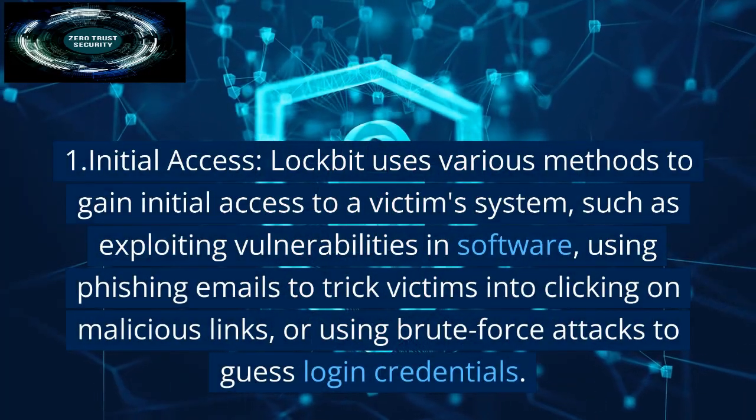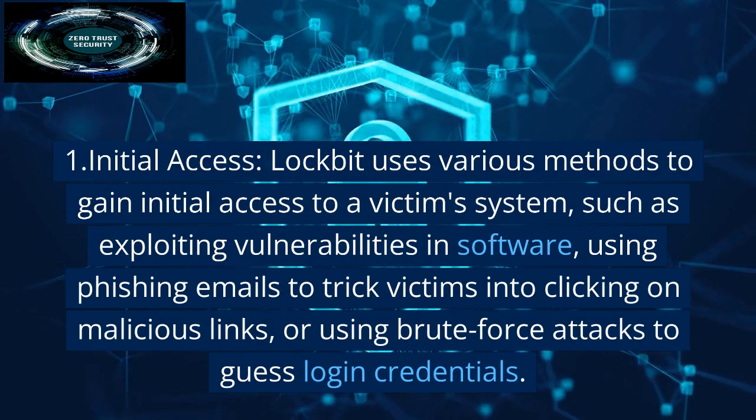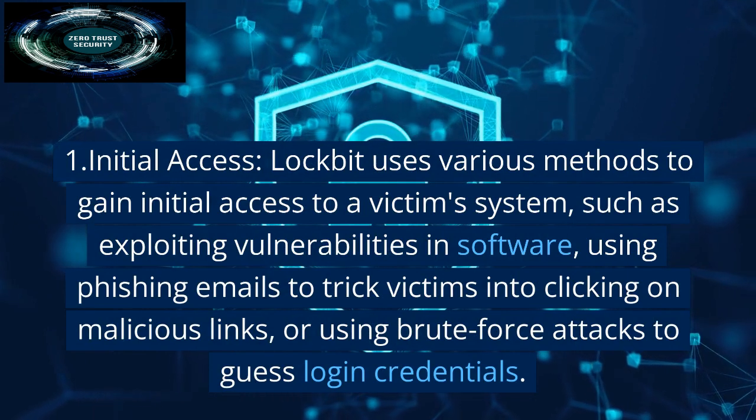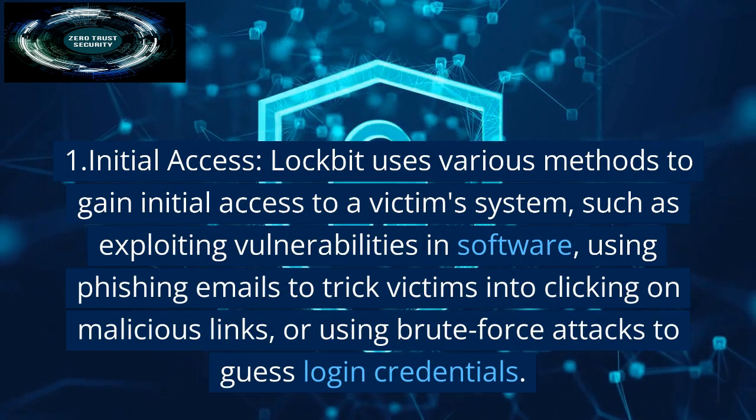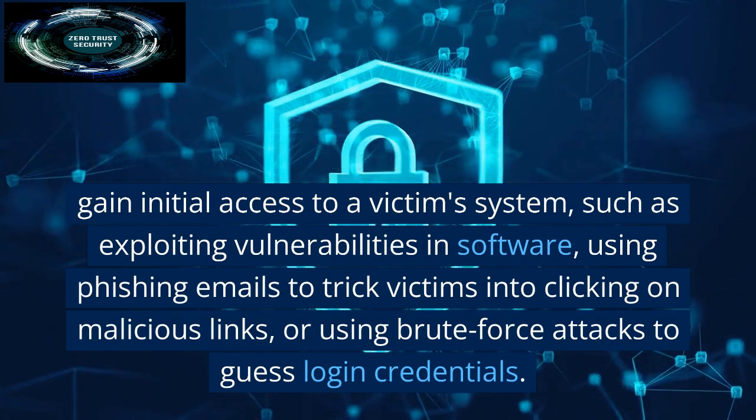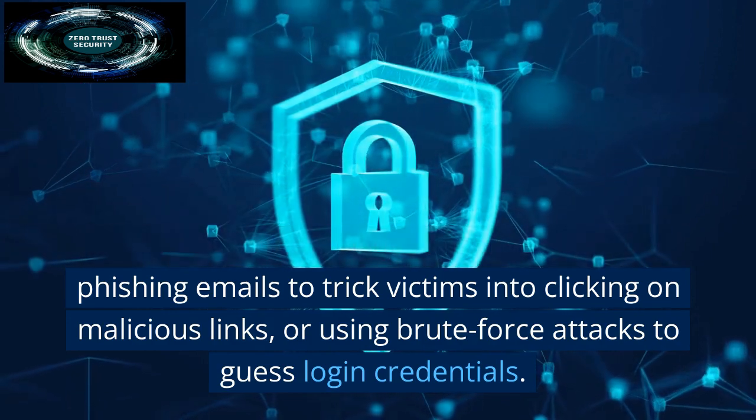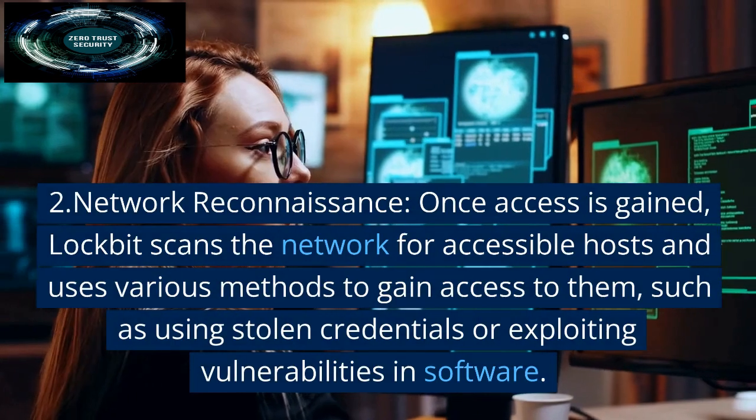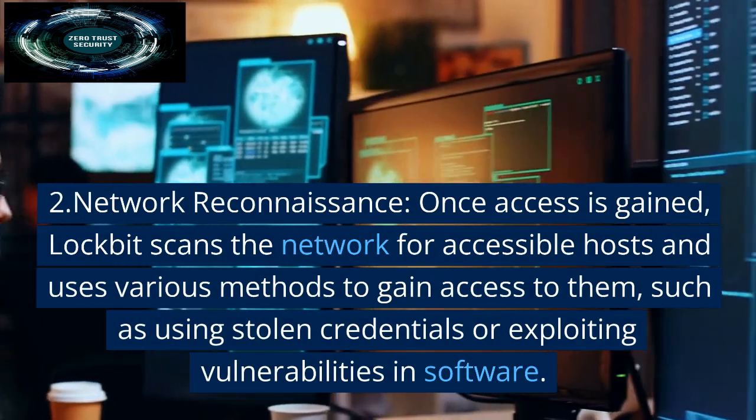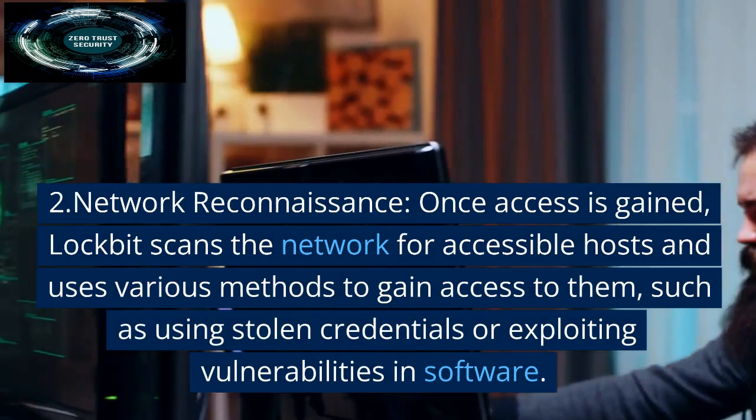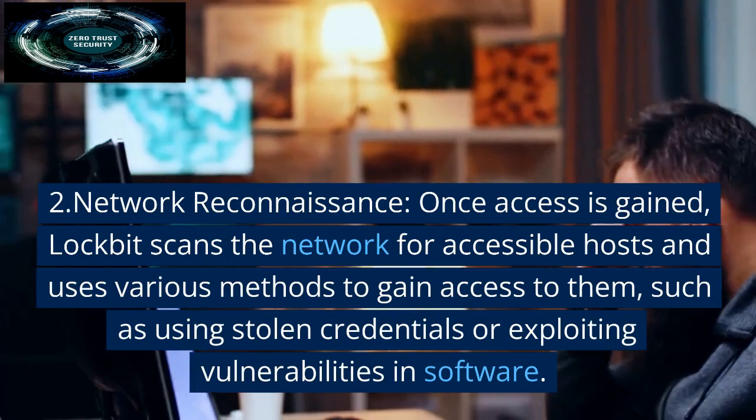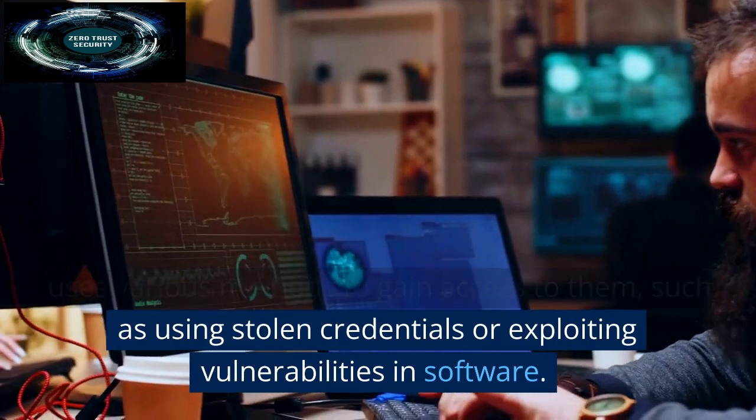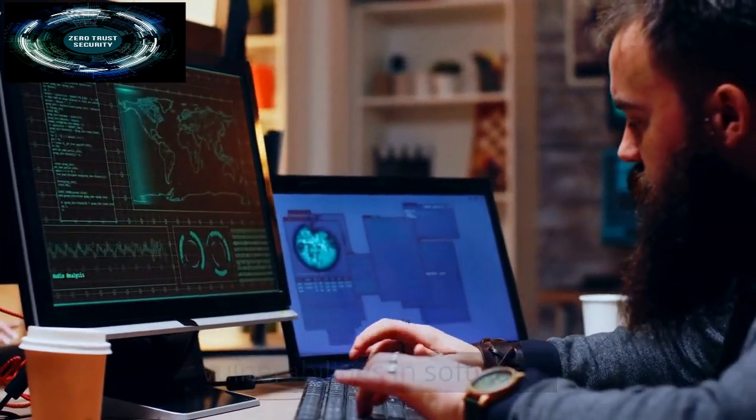1. Initial access. Lockbit uses various methods to gain initial access to a victim system, such as exploiting vulnerabilities in software, using phishing emails to trick victims into clicking on malicious links, or using brute force attacks to guess login credentials. 2. Network reconnaissance. Once access is gained, Lockbit scans the network for accessible hosts and uses various methods to gain access to them, such as using stolen credentials or exploiting vulnerabilities in software.